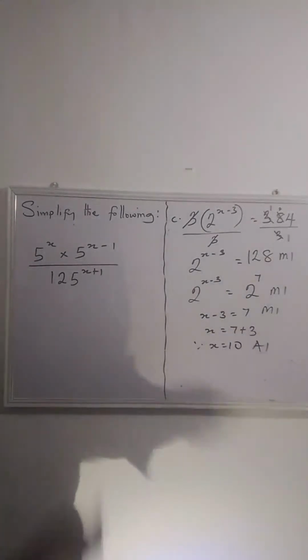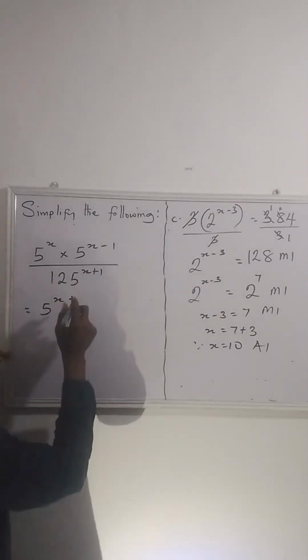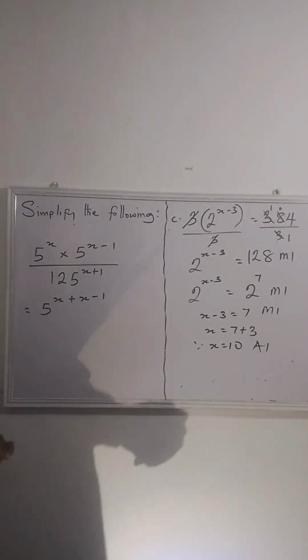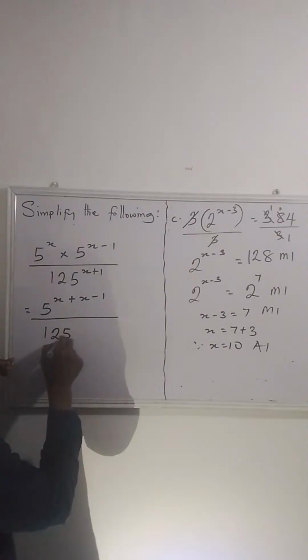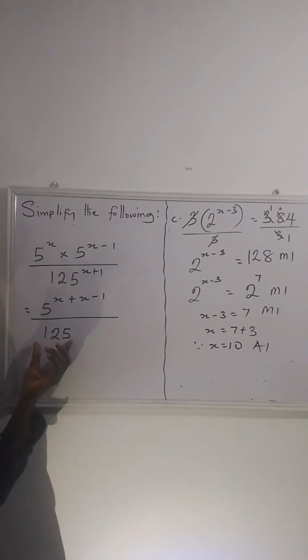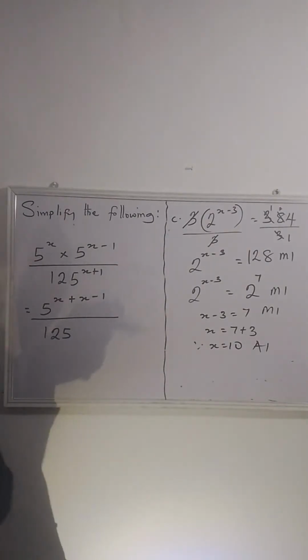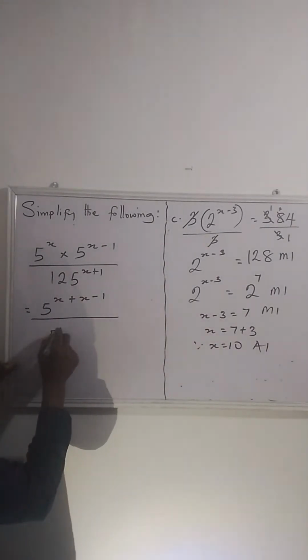So this expression comes to 5 raised to the power of x plus, I'm adding it with this, x minus 1, all over 125. What I'm going to do now, I will not just write 125. I'm going to express 125 in index form. What is going to be the index form of 125? That's supposed to be a multiple of 5. So 5 times 5 times 5 gives you 125. That's 5 raised to the power of 3. So you can write this as 5 raised to the power of 3.